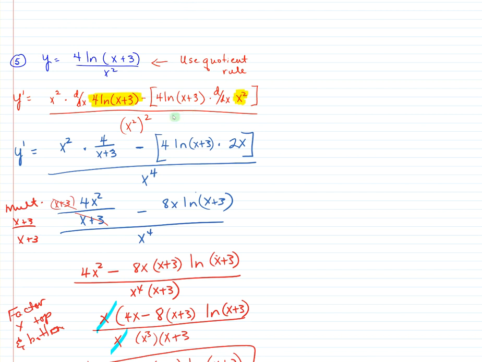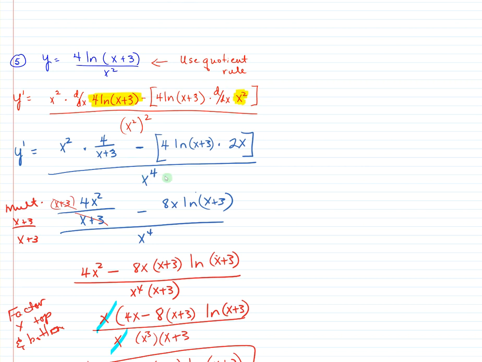All right, so for the quotient rule, the bottom times the derivative of the top minus the top times derivative of the bottom, all over the bottom squared. So that line is your roadmap. In this line, we're going to take some derivatives. 4 ln x plus 3, the derivative is 4 over x plus 3, minus that times 2x, all over x to the 4th.